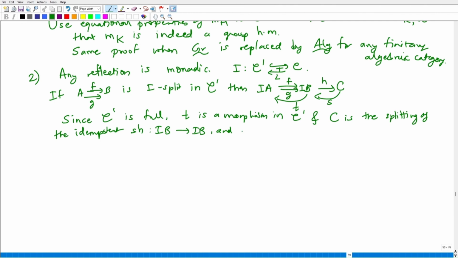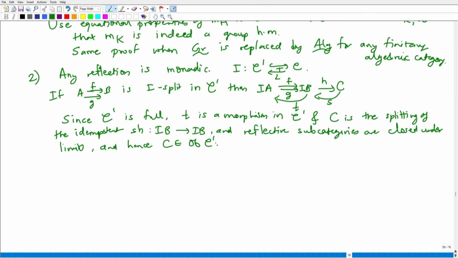And reflective subcategories are closed under limits. Okay, and hence, C is an object of C prime. So whatever limit, closed under limits means whatever limit you compute in the parent category, the same limit exists in the subcategory. Okay. So therefore, we have used the precise monadicity theorem over here to conclude that any reflection is monadic.